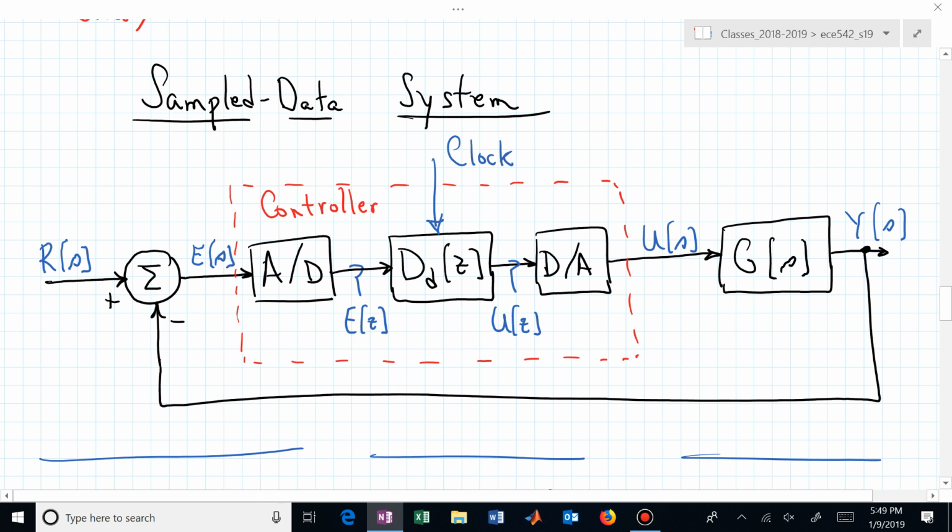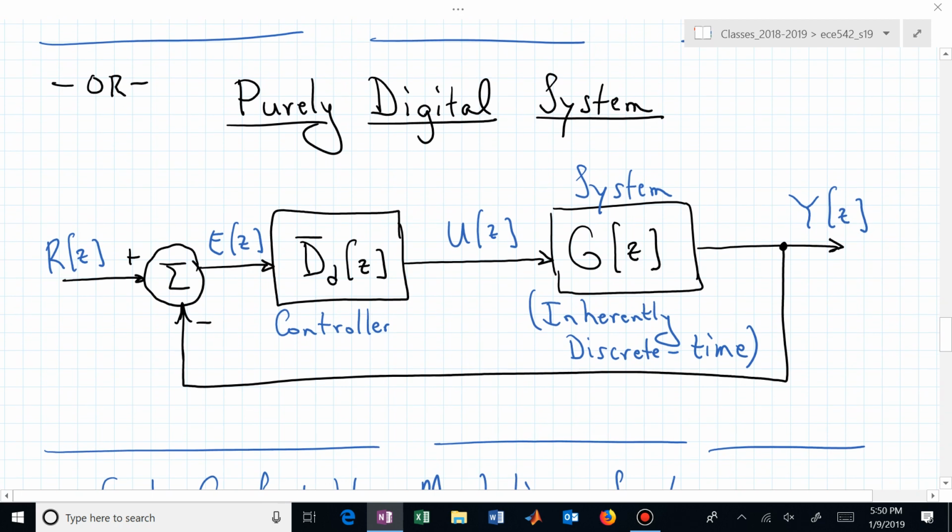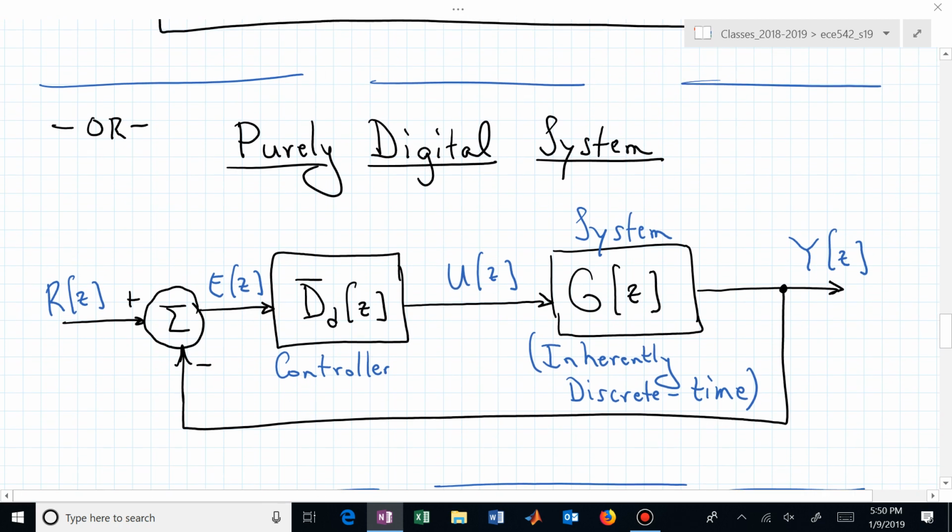That's what we want to do in this particular class: figure out how to design D sub D of Z to allow us to achieve the appropriate performance and robustness characteristics, or control, of any given system G of S.